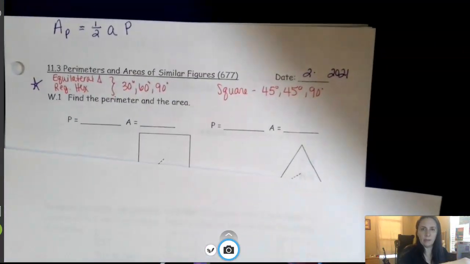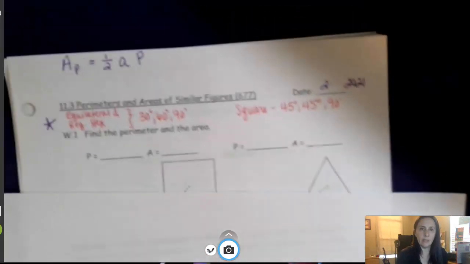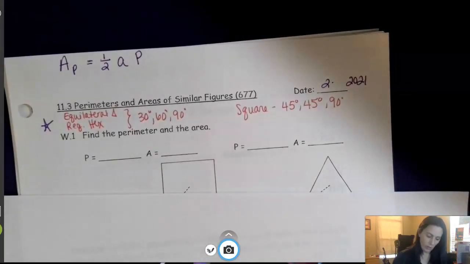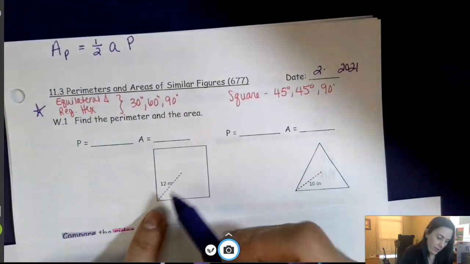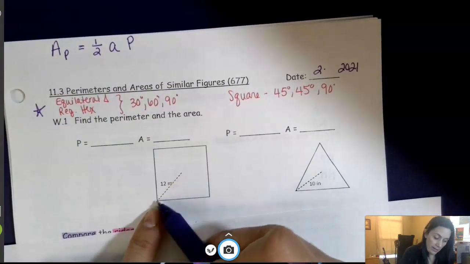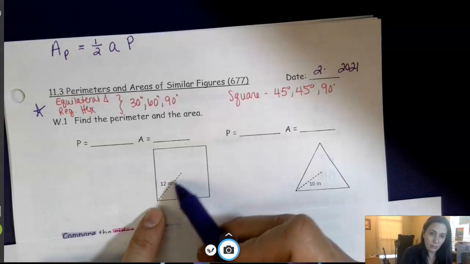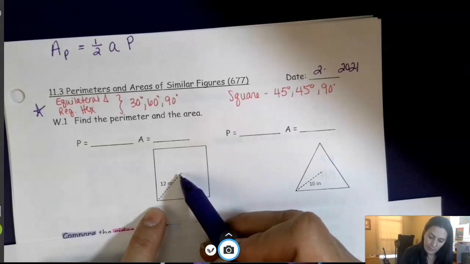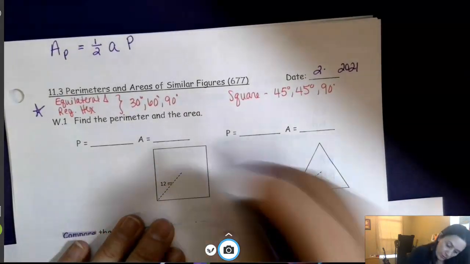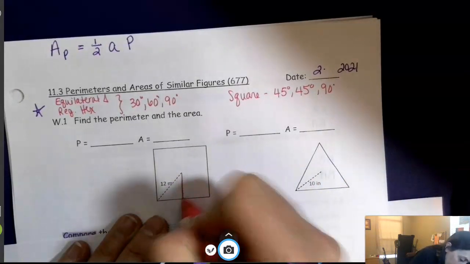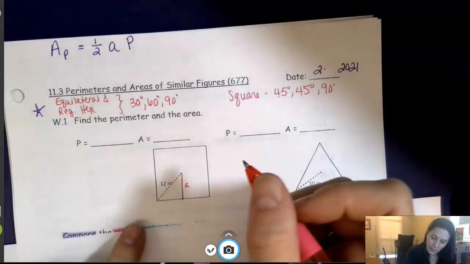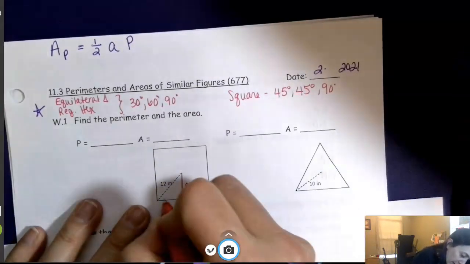Okay, so those are the ones that we have to kind of memorize. Now here we have a square. I know that this right here is the radius, I think. This is 12. So I'm going to pull this down right here. This is now going to be my apothem. This created a 45-45-90.